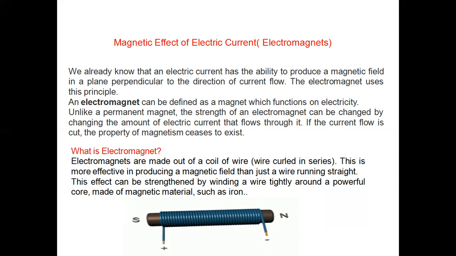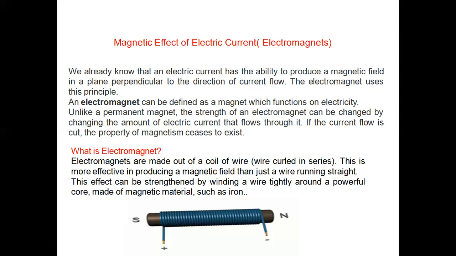So what happened? We observed the magnetic lines of force surrounding that wire. It is the effect of what? The electric current flowing through that straight wire conductor, right? And that effect is nothing but, we can say, an electromagnet. So the electromagnet uses this principle. In simple language, an electromagnet can be defined as a magnet which functions on electricity.